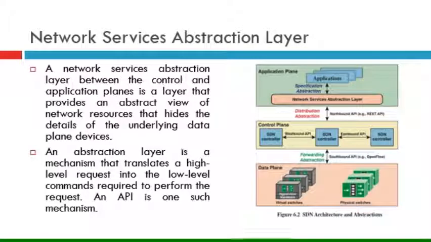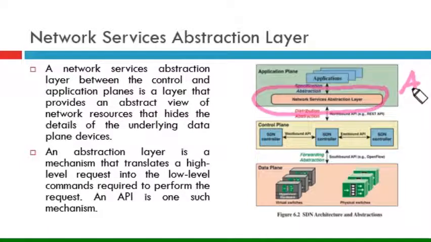So students, in the last part, we are going to discuss the network services abstraction layer. Diagrammatically, you can see here is the network services abstraction layer. This layer is between the application plane and the data plane, and it provides an abstract view of the network resources that hides the detail of underlying data plane devices. The detail is hidden because of the network services abstraction layer.